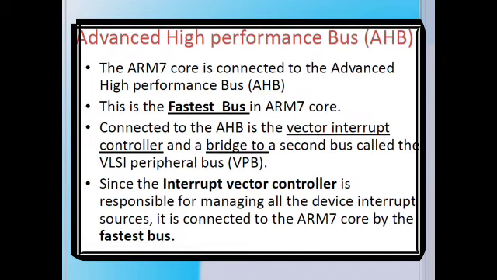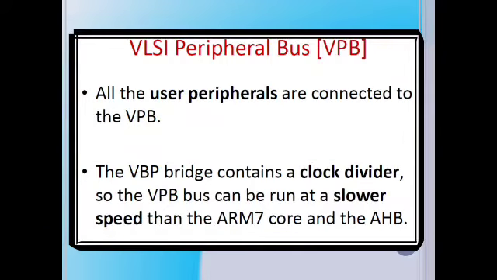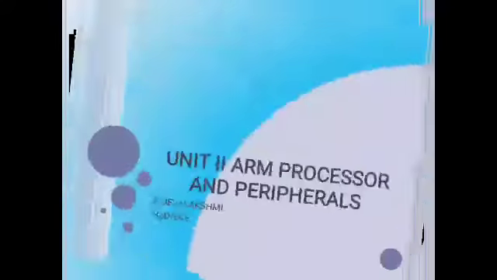It is connected with the vector interrupt controller and a bridge to the second bus, called the VLSI peripheral bus. Since the vector interrupt controller is responsible for managing all the devices through interrupt sources, it is connected to the ARM7 core by the fastest bus. The VLSI bus is another type of bus. All the user peripherals are connected to this VPB. It acts as a bridge and contains a clock divider, so the VPB bus can be run at a slower speed than the ARM7 core and AHB.